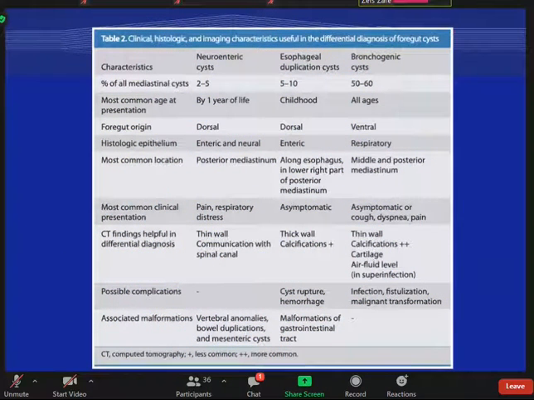CSF. As mentioned, the most common location of neuroenteric cysts is in the posterior mediastinum. CT findings include thin wall with communication with spinal canal, and it is associated with malformations including vertebral anomalies, bowel duplications, and mesenteric cysts.